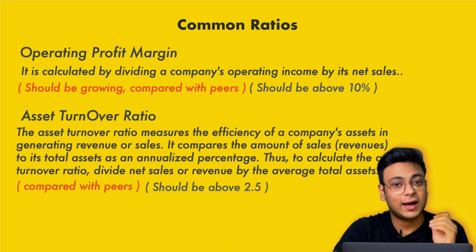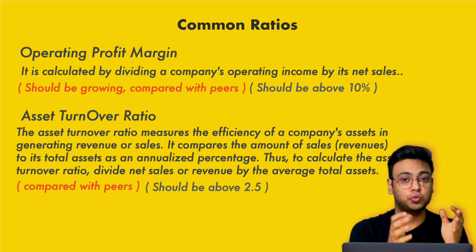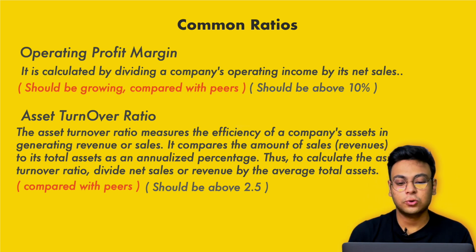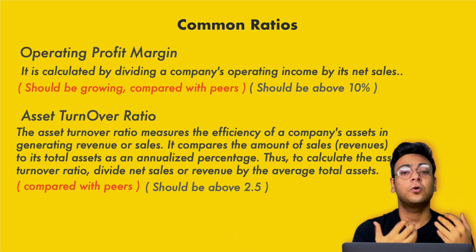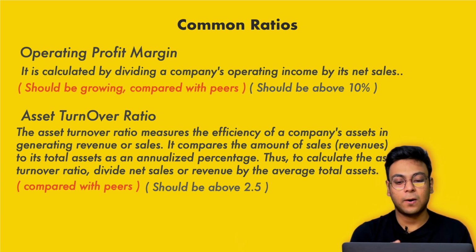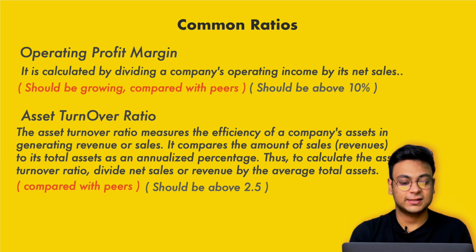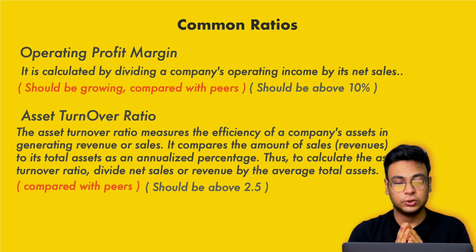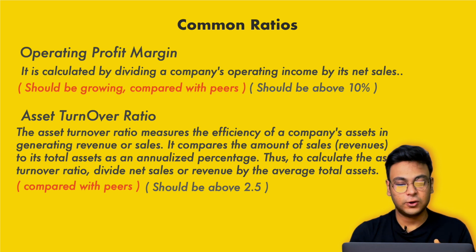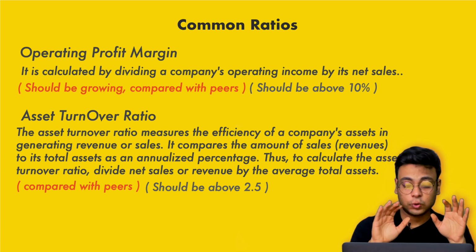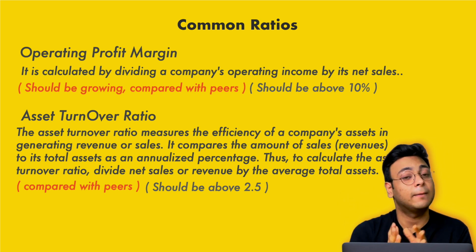And now if we come to our last ratio, which is the asset turnover ratio, which I personally don't give too much importance to. This ratio tells us the efficiency of a company's assets in generating revenue or sales. It compares the amount of sales the company makes to its total assets as an annualized percentage. Thus, to calculate the asset turnover ratio, divide the net sales or revenue by the average total assets. So this ratio should be above 2.5% and again should be compared with its peers.